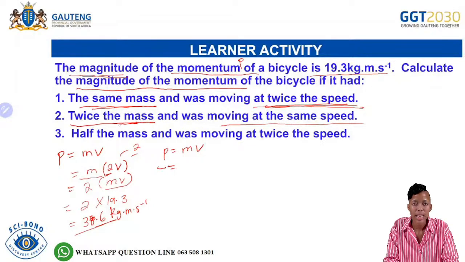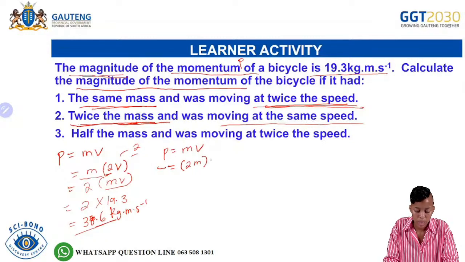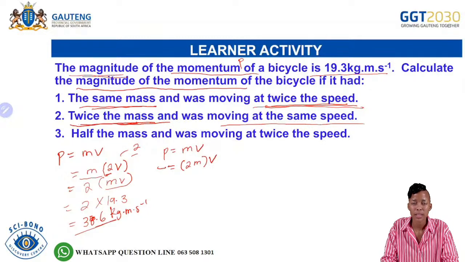So this time, what are they saying? They're saying if it had twice the mass. Twice the mass means that we are going to have 2m, and was moving at the same speed. Same speed means that the velocity will remain the same. So we're not going to put any numbers there because the velocity will remain the same.